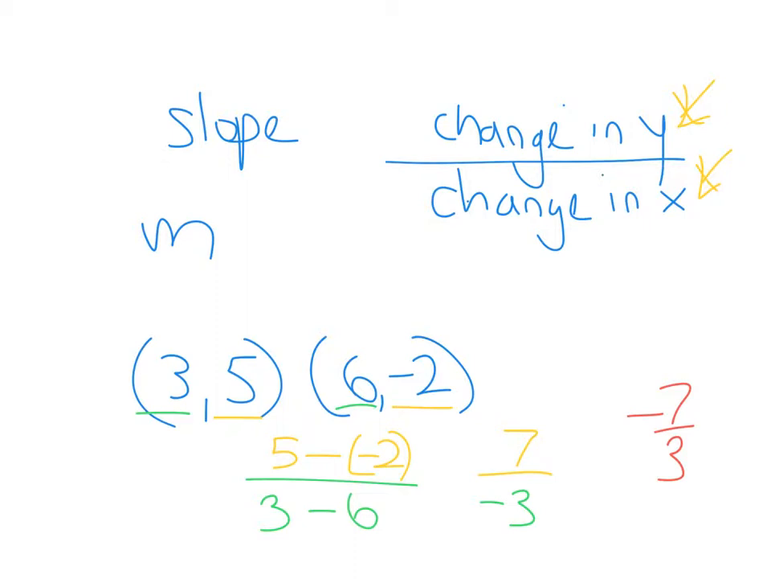So frequently when we're solving linear equations, we're going to refer to slope by the letter m. That's going to be really important to remember. So m is going to be the slope. So m for these 2 points would be equal to negative 7/3.